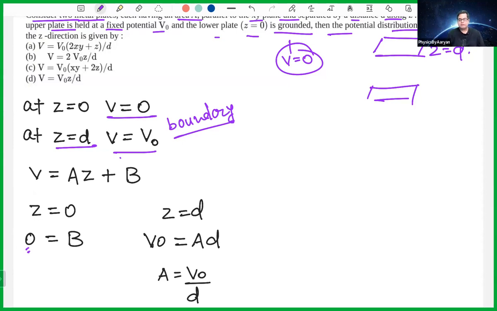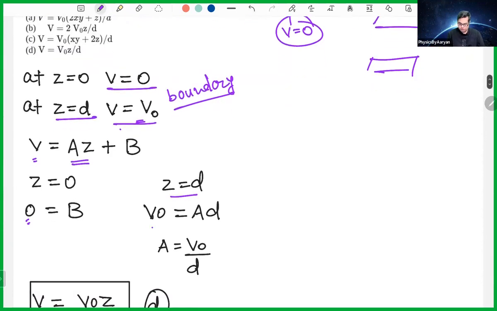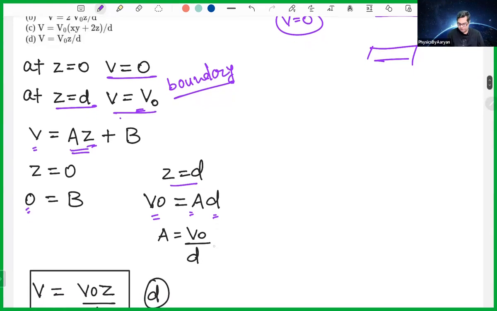Then the second condition. What if I put Z equals D? If I put Z equals D here, this will be AD. B is already 0, so I don't have to take that. And V is equal to V0. So V is V0, A is A, Z is D, and B is anyway 0, so that is all gone. From there, I can say A is equal to V0 by D.